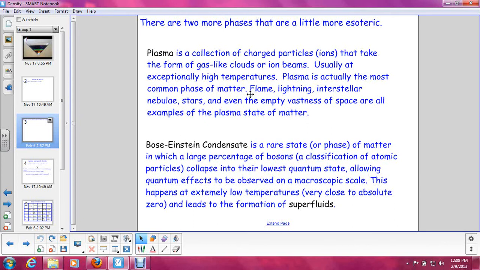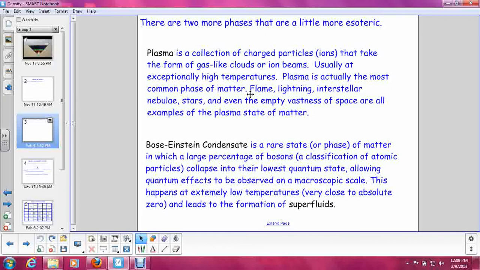The other one is called the Bose-Einstein condensate, and it's really bizarre and it's really rare. In the Bose-Einstein condensate, there are a lot of bosons, and they collapse into their lowest quantum state. So that means that quantum effects can be observed, which is really, really strange.